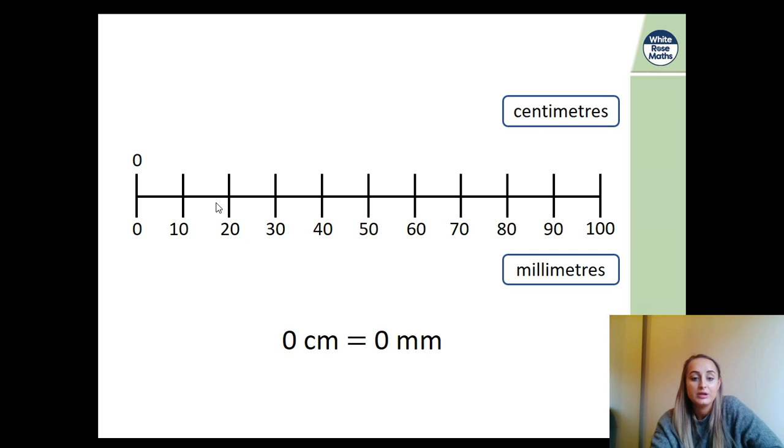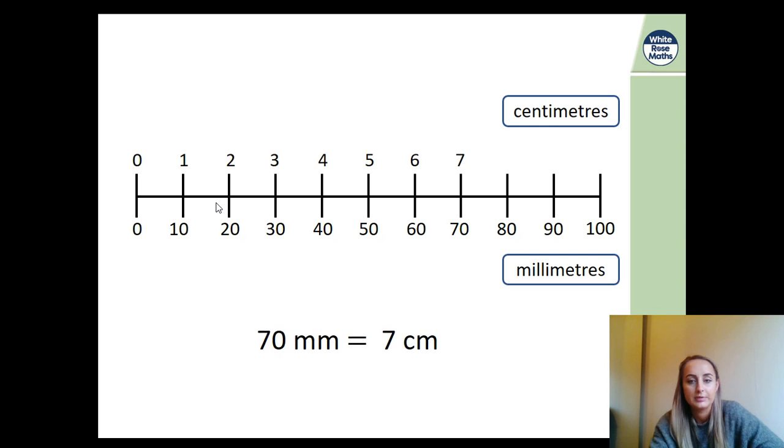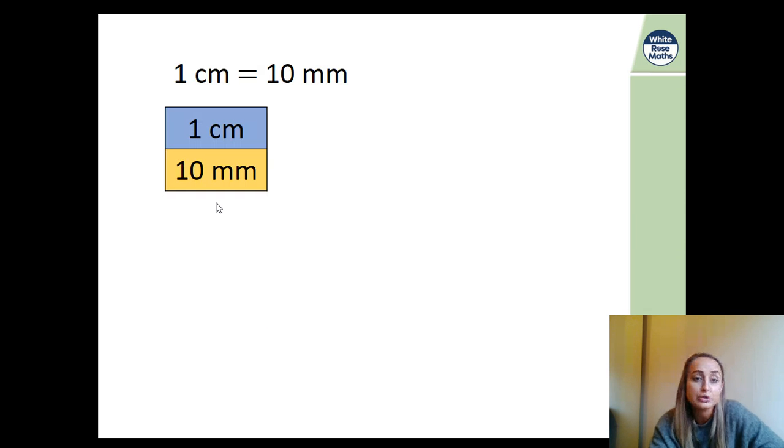So, first of all, 0 centimetres is equal to 0 millimetres. 1 centimetre is equal in length to 10 millimetres. 2 centimetres is equal in length to 20 millimetres. Follows that pattern all the way up the number line until we reach 100 millimetres, which is equal to 10 centimetres. Hopefully you can spot the pattern in there. So 1 centimetre is equal to 10 millimetres, and we can reverse that the other way around. So 10 millimetres is also equal in length to 1 centimetre.